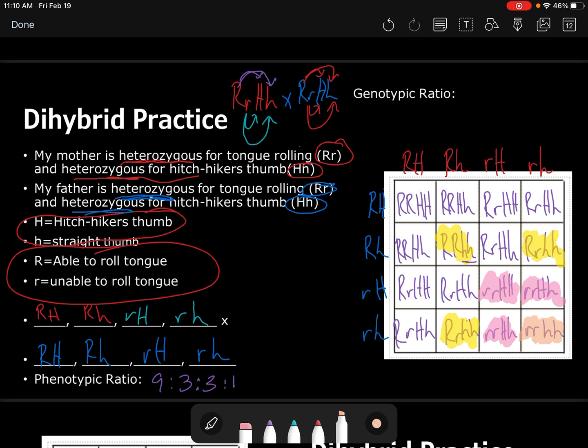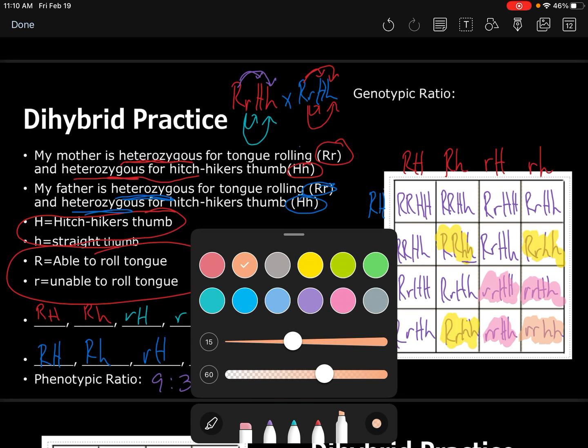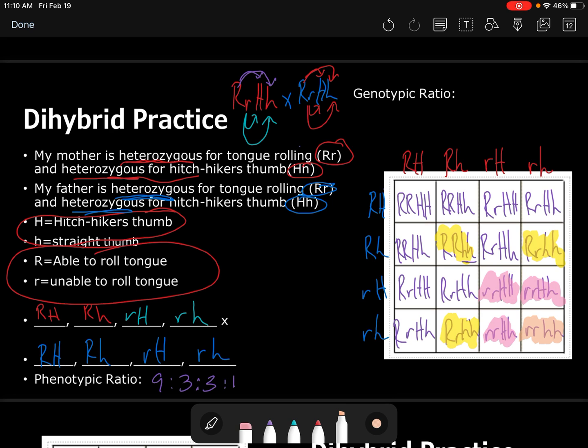And we proved that when we did the cross and highlighted all of these different, we highlighted the H's in yellow, and then we highlighted the R's in pink, and then finally when we had the recessive in orange. And then all the ones that are not highlighted have at least one dominant allele present for each of the two traits.